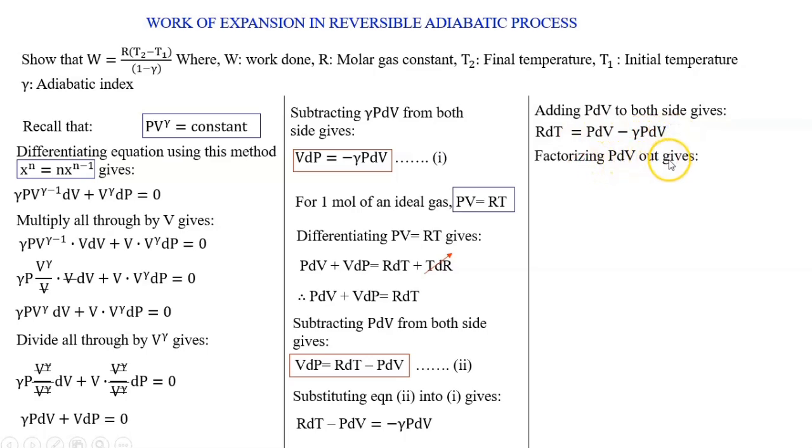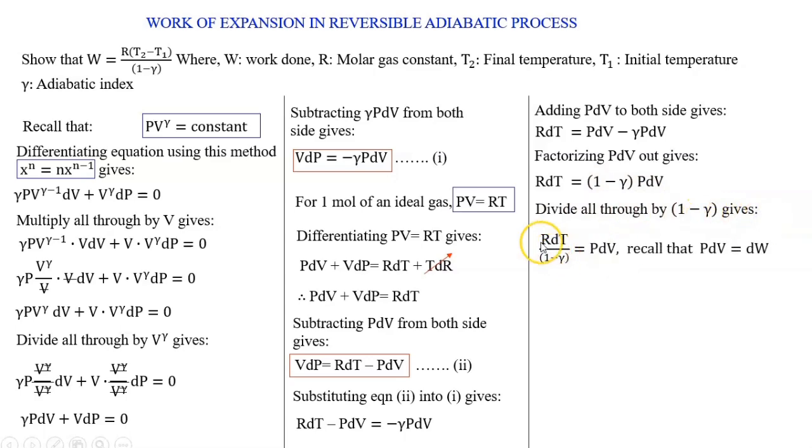Factorizing P dV out gives R dT is equal to, you factorize out because P dV is common here and P dV is common here, so you bring it out. Therefore, if you have P dV divided by P dV, you are left with 1. You write it in a bracket, then minus gamma P dV divided by P dV, you are left with minus gamma. You write it in a bracket like this. Divide all through by 1 minus gamma gives R dT all over 1 minus gamma is equal to P dV.